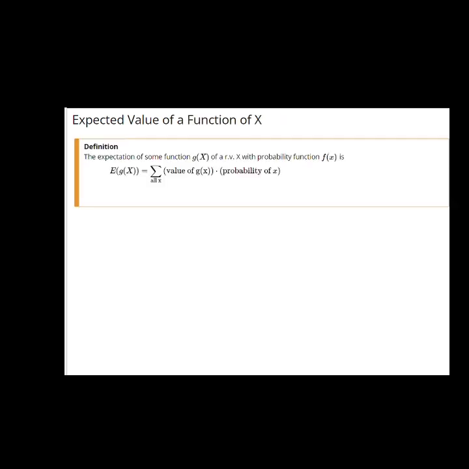The expected value of a function of x. Expected value of some function g of x of a random variable, where x has probability function f of x, is defined similarly. We add over all the possible values of x, the value of the function g of x, times the probability of that value of x. It's the sum of g of x times f of x.